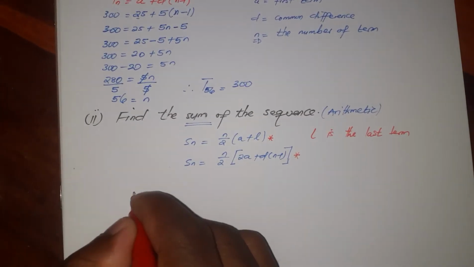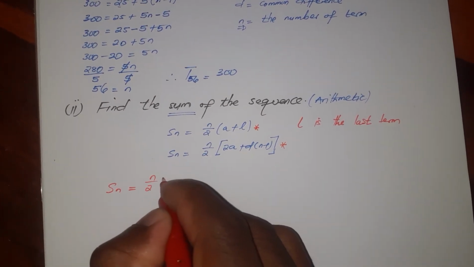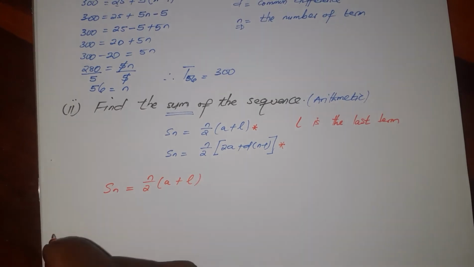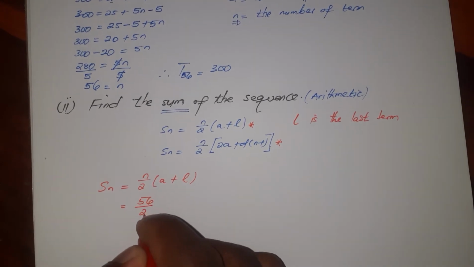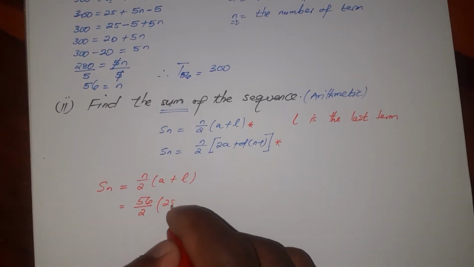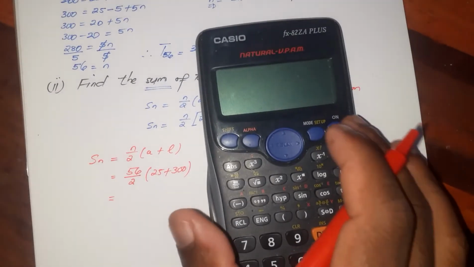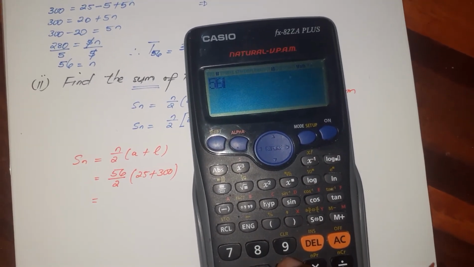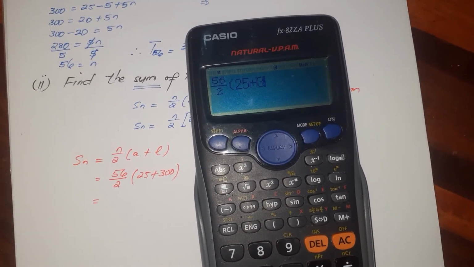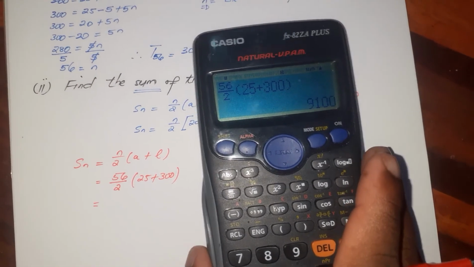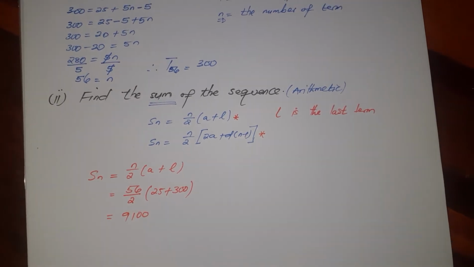So we can now use that formula, Sn equals n over 2 times (a plus l). Our n, we said it's 56. We write 56 there over 2. Our first term, we said is 25, plus the last term is 300. We can now use our calculator. We have 56 over 2, times 25 plus 300, which gives 9,100.